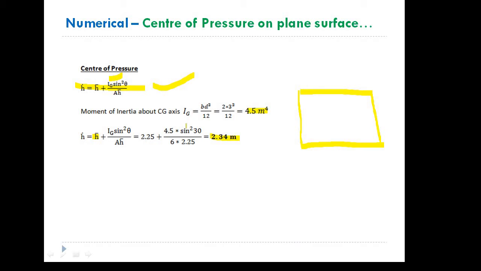So this is how we do a numerical problem in this section, that is a plane surface immersed in a liquid. The only thing you want to know is the equations for center of pressure as well as total pressure, and the orientation of the plate. We will do another problem.